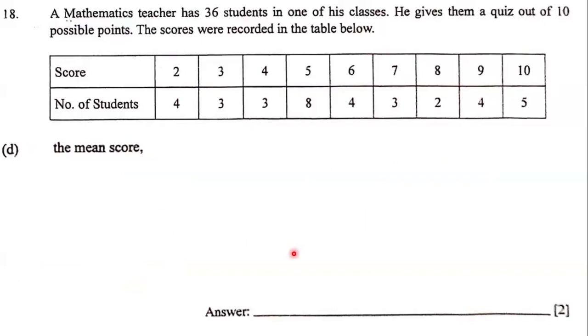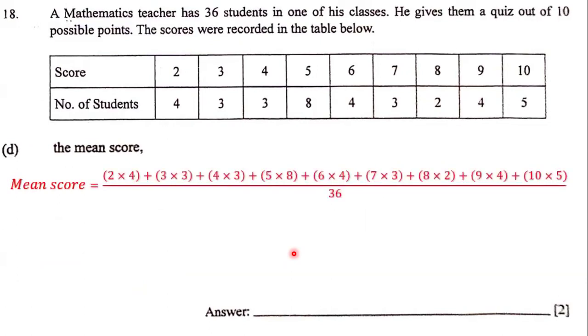Here we need to figure out the mean score. In order to figure out the mean score, we're going to consider all of the number of students. So 4 plus 3 plus 3 plus 8 plus 4 plus 3 plus 2 plus 4 plus 5. That's going to give us 36. And then we're going to say 2 multiplied by 4, 3 multiplied by 3, 4 multiplied by 3, 5 multiplied by 8, 6 multiplied by 4, 7 multiplied by 3, 8 multiplied by 2, 9 multiplied by 4, and 10 multiplied by 5. That's going to give us the sum of all these numbers on the top, and the sum is going to be 216.